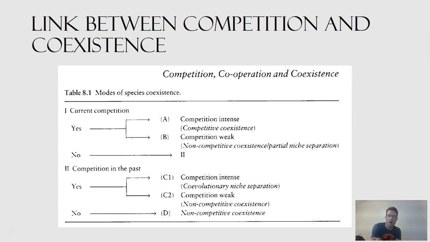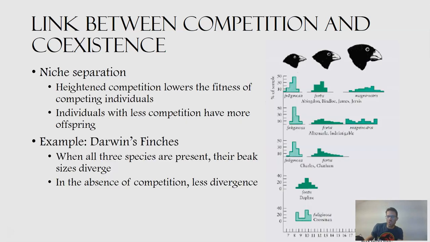If we're thinking in the past, if there was past competition, again, if that competition was intense, we might have that niche separation, that co-evolutionary niche separation, where both species are trying to reduce that competition by changing their niche slightly. Again, we'll go over this on the next slide. But you might have non-competitive coexistence if the competition is weak. So what is niche separation really talking about? If there's intense competition, individuals that have less competition are going to survive and reproduce better than individuals that are highly competitive with other species.